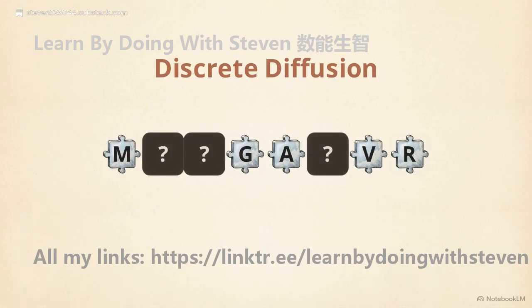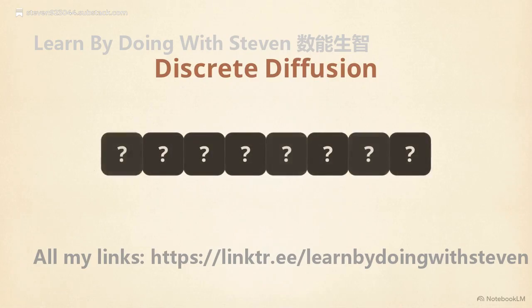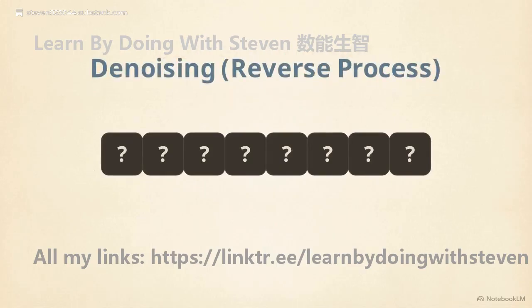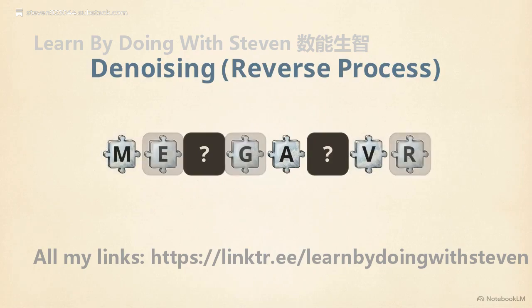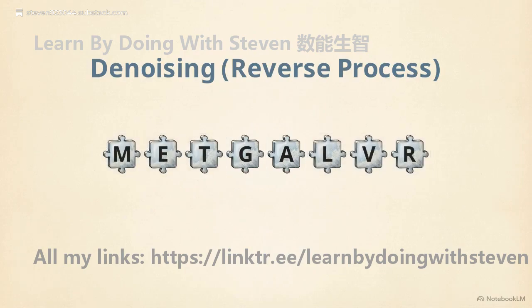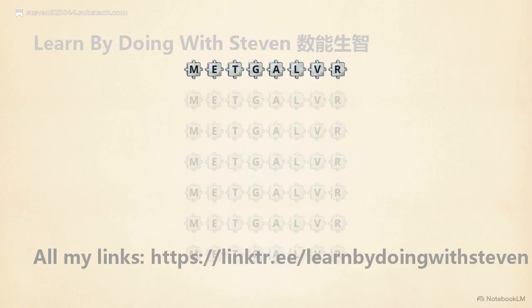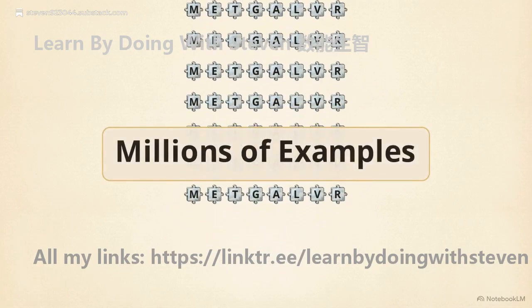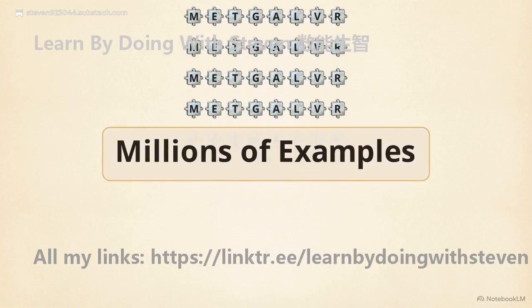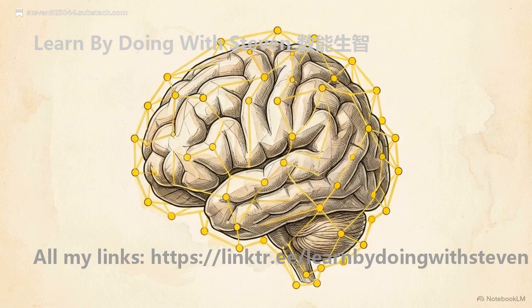Researchers corrupt a sequence by iteratively masking out amino acid letters until the data is obscured. The AI is trained to reverse this. It looks at the blanks and step-by-step guesses the missing letters to make the protein functional. By repeating this process across millions of examples, the model moves past simple memorization. It begins to learn the fundamental rules that govern how biology is structured.